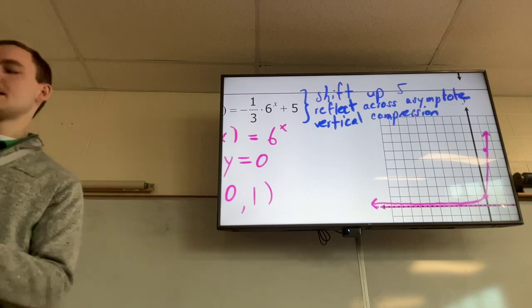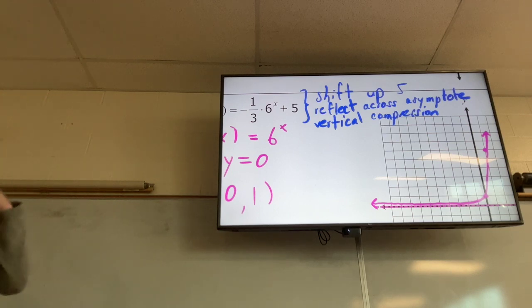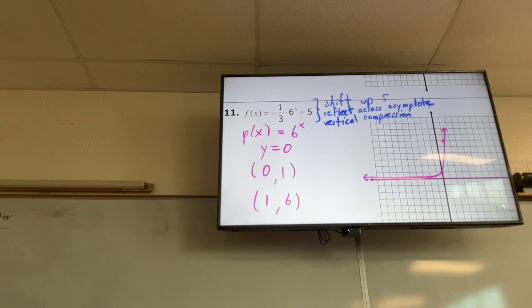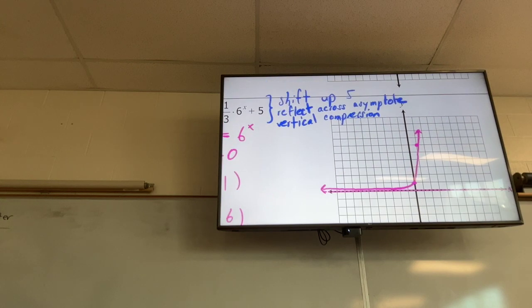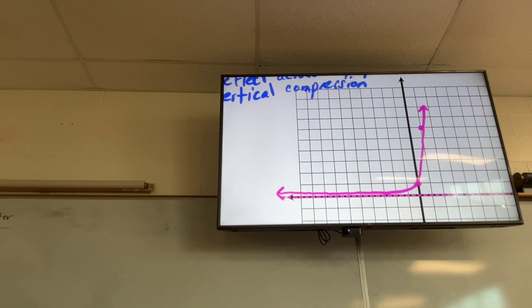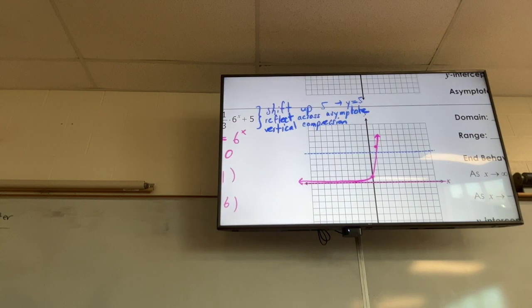And so with the compressions and the stretches, I'm more interested in you guys writing it down than actually drawing it. If you want to, that's great, but don't worry too much about drawing a vertical compression. Okay. All right. So we're going to shift up 5. So where's my new asymptote going to be? Y equals 5. There's my new asymptote. Okay.